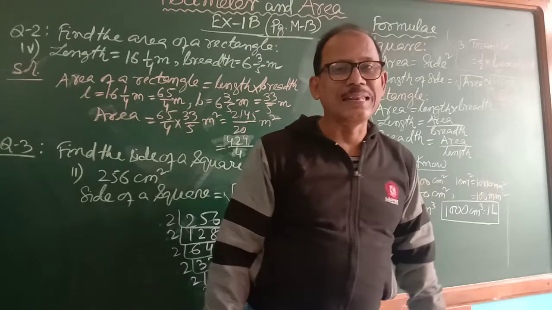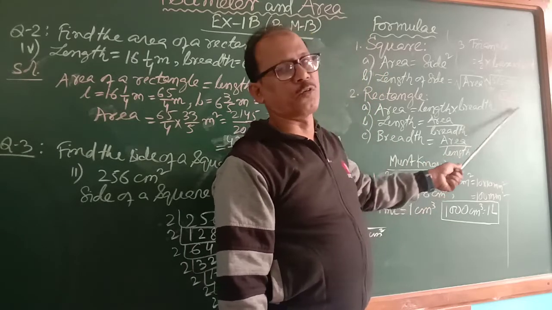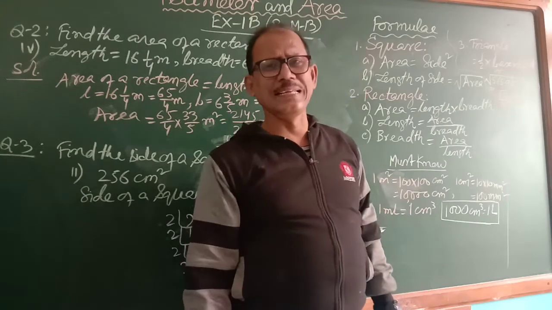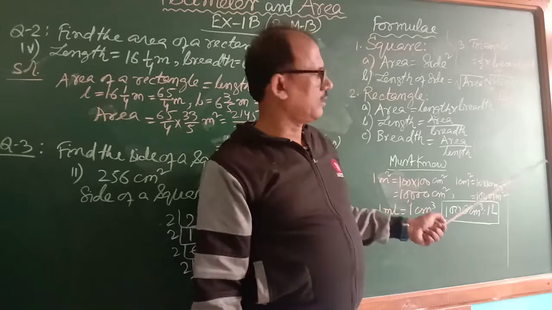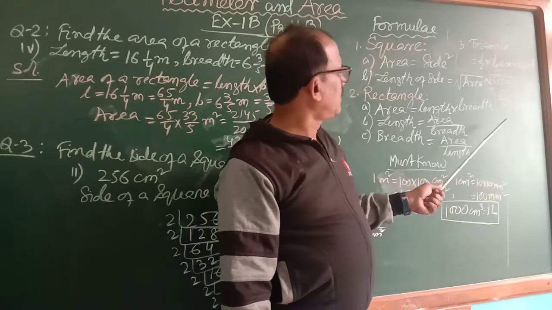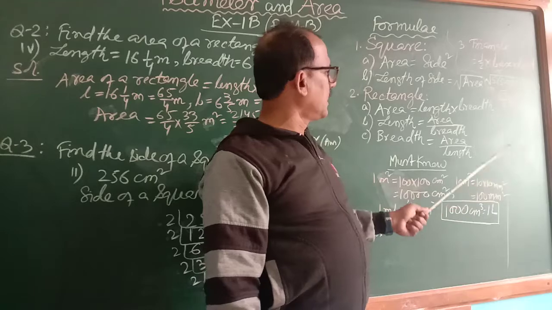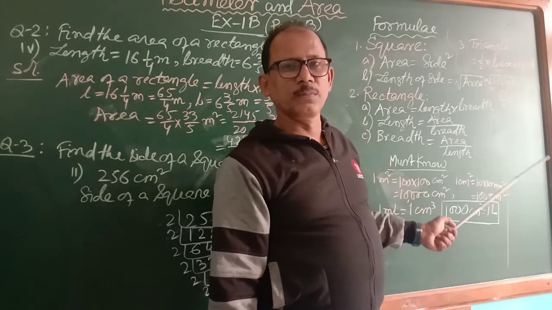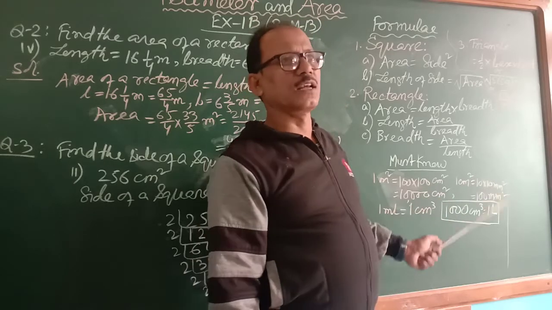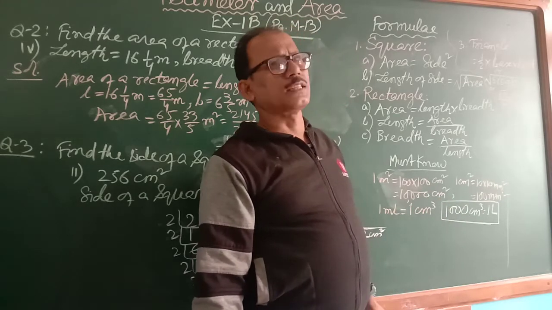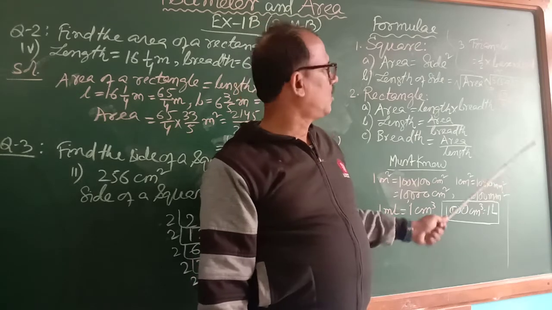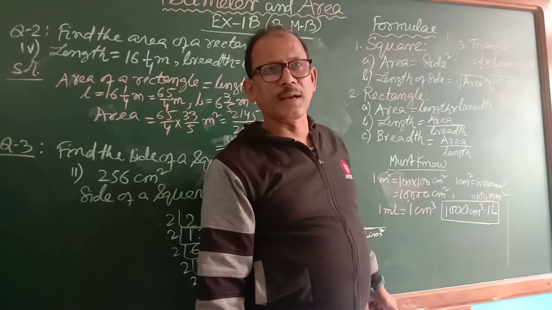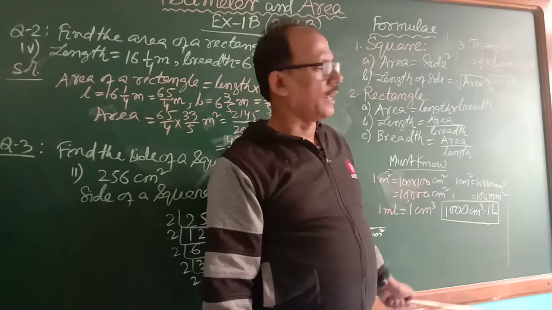To find out the area of an equilateral triangle, the formula is root 3 by 4 into side square. However, triangle area is not in the syllabus this time, but still remember, some other things are also there. Suppose you need to find out the area of a parallelogram: base into height. Rhombus area will be half the product of the diagonals. Trapezium area will be half into the sum of the parallel sides into height. All these formulas are there.